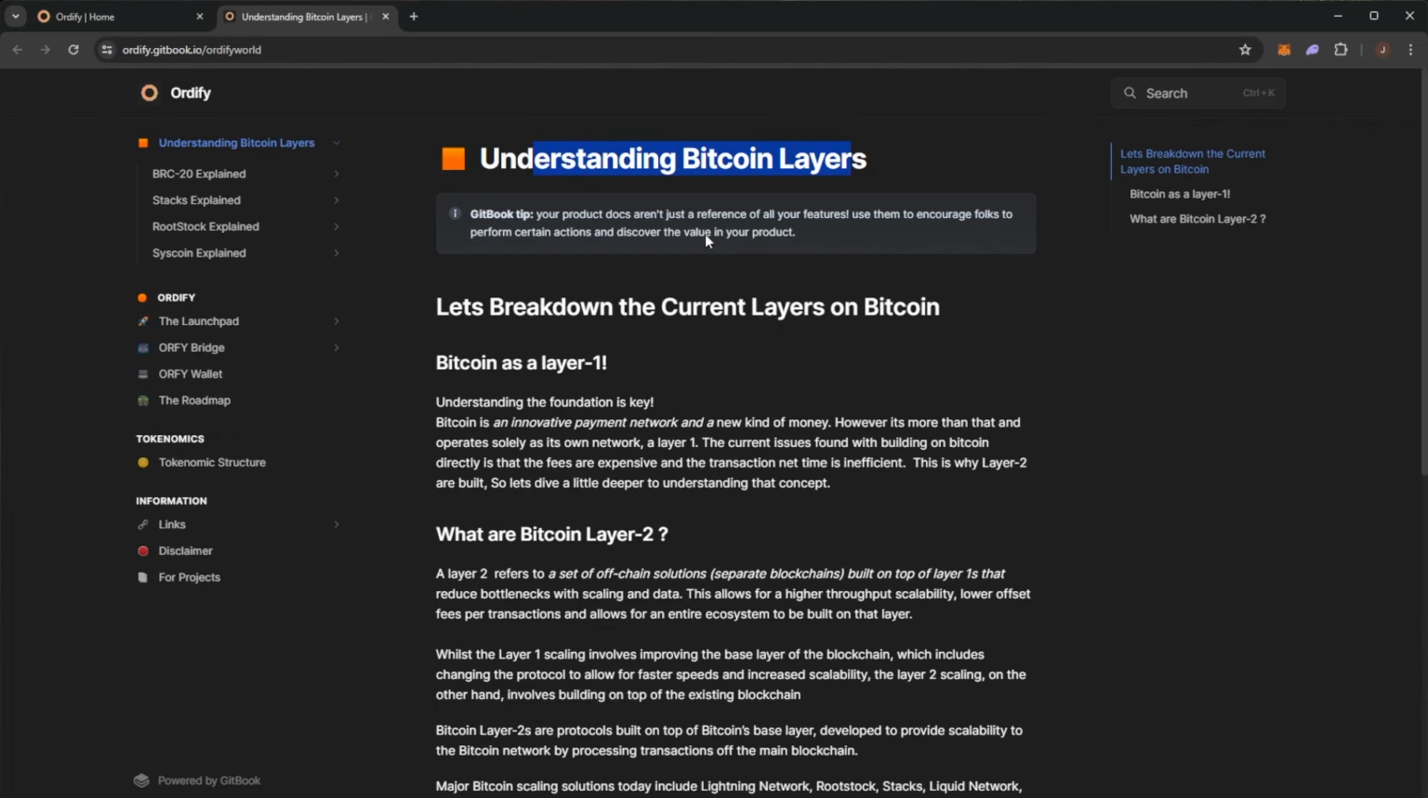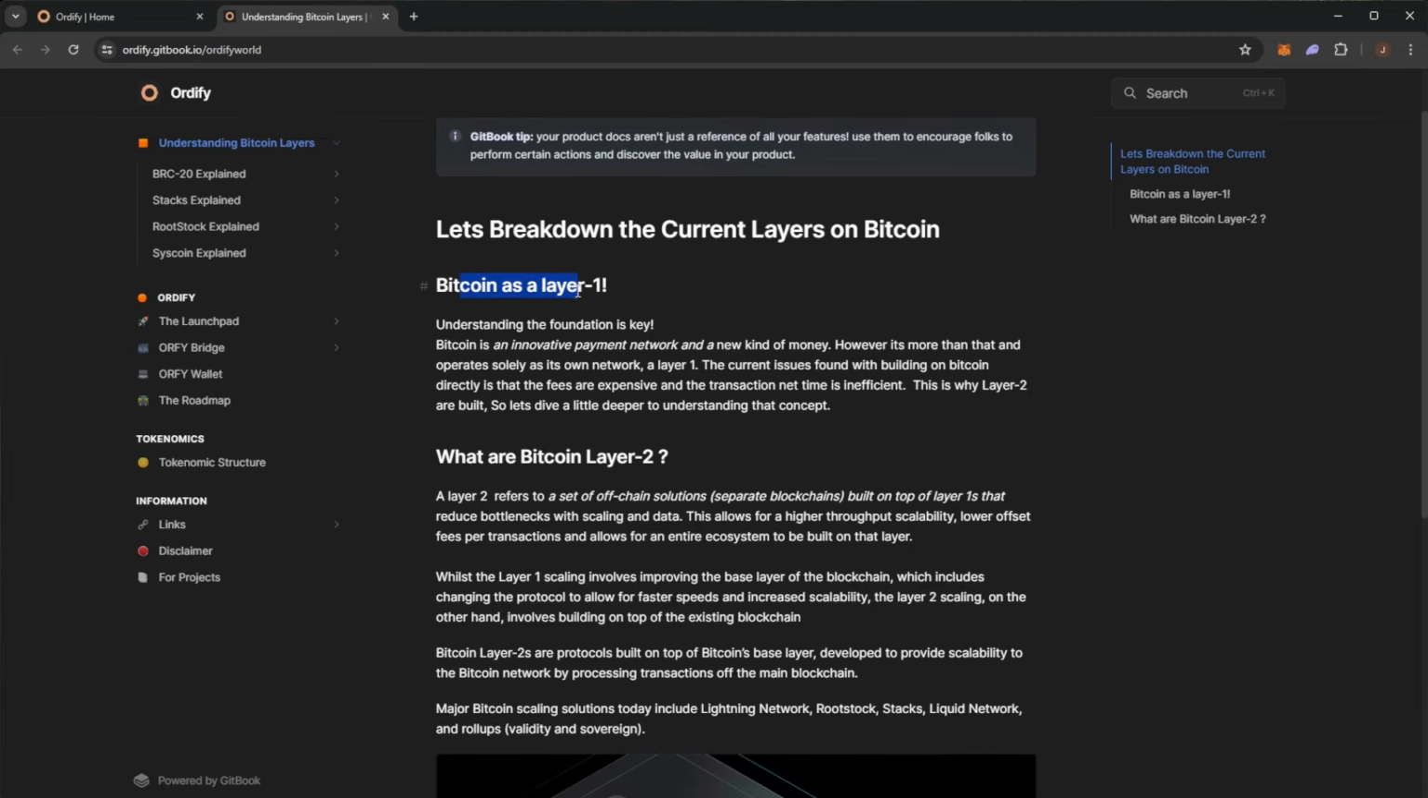So, understanding the Bitcoin layers. Bitcoin as a layer 1, understanding the foundation is key. Bitcoin is an innovative payment network and a new kind of money. But that is all it is on layer 1. The current issue with building on Bitcoin is that fees are expensive and transaction time is less efficient. That's why layer 2s are built.